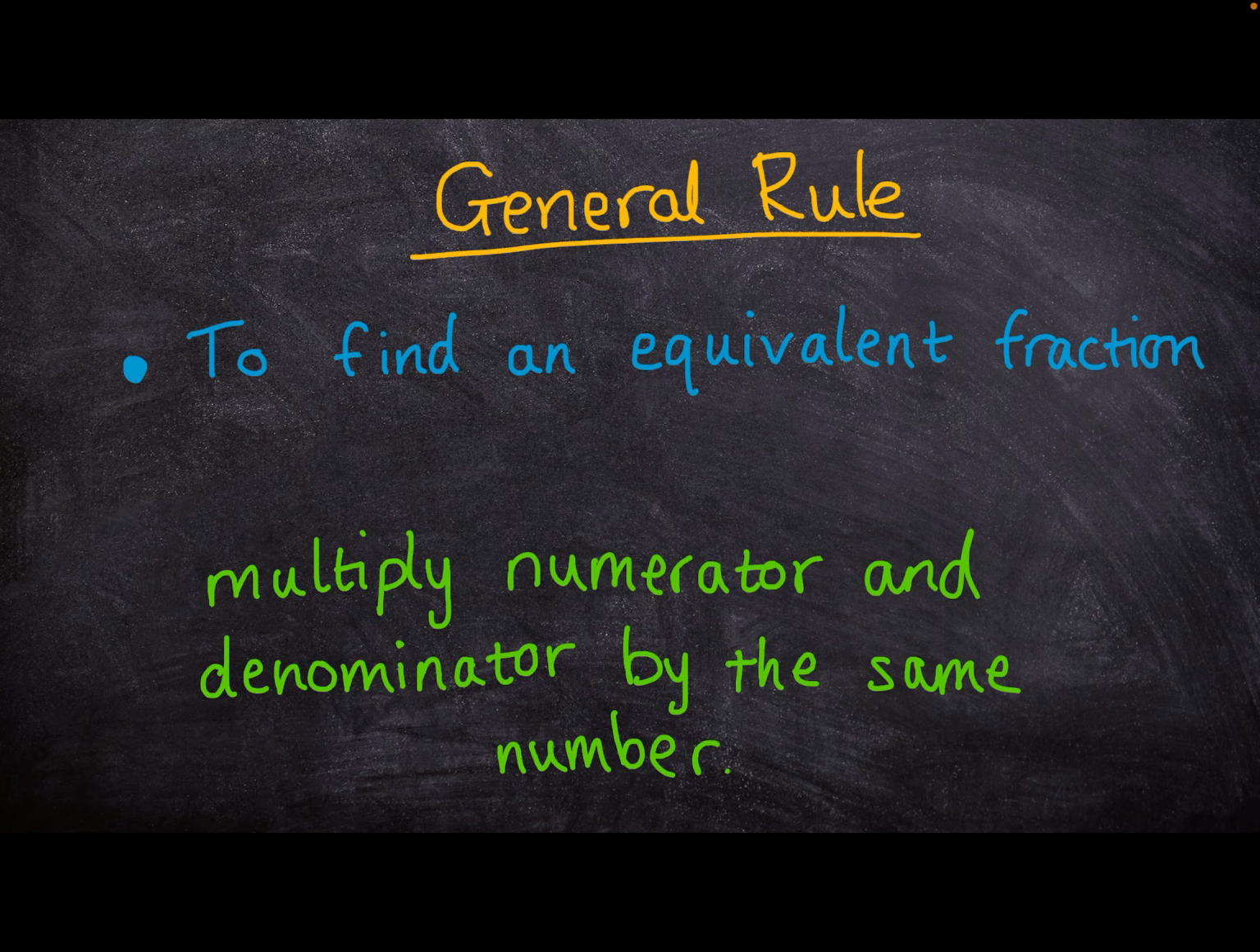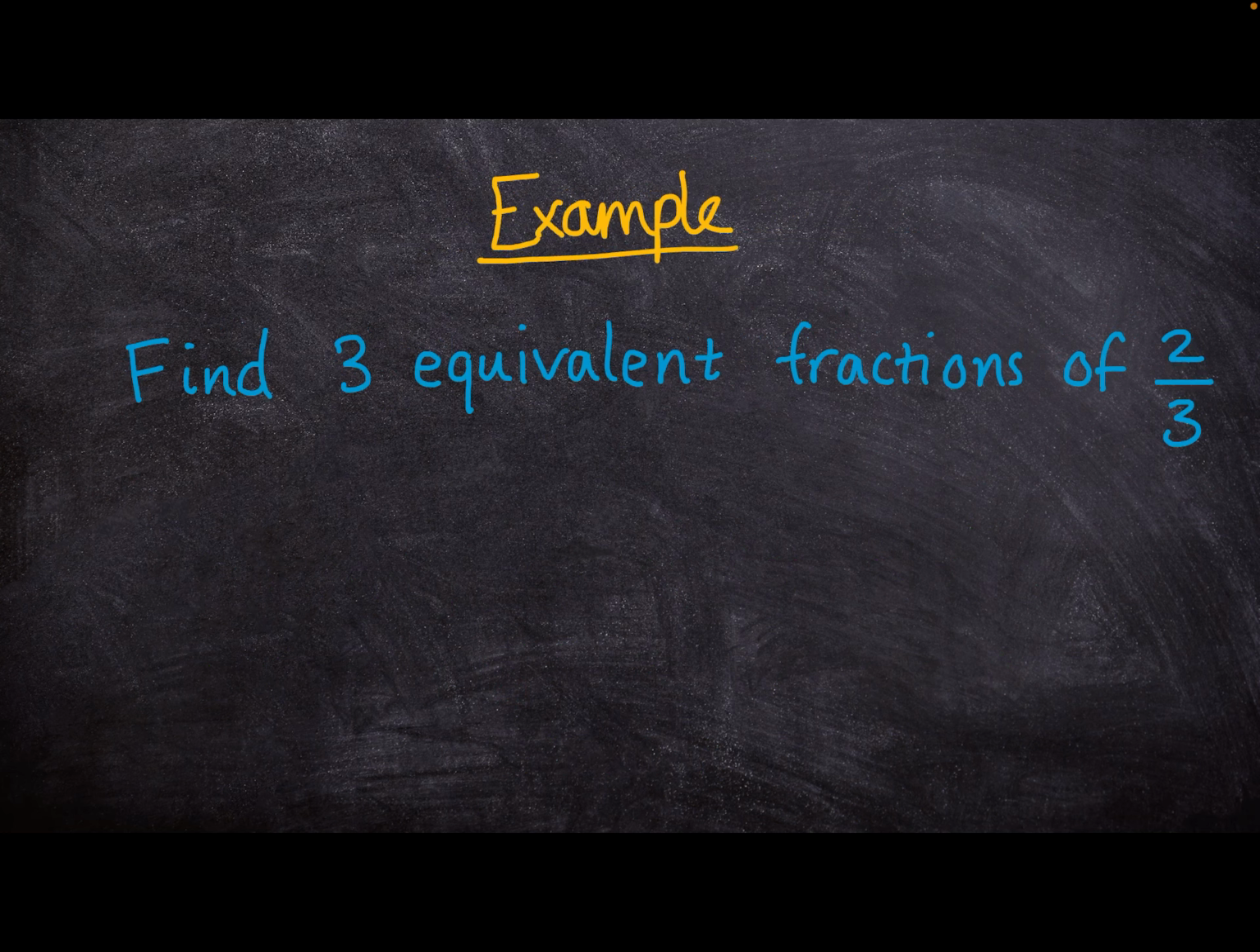So the general rule for finding equivalent fractions, first year, is as long as we multiply both numerator and denominator by the same number, we'll end up with a fraction which is an equal size, okay, an equal amount. One example to finish then. Find 3 equivalent fractions of 2/3. If you want to pause here and have a go at this yourself, do that.